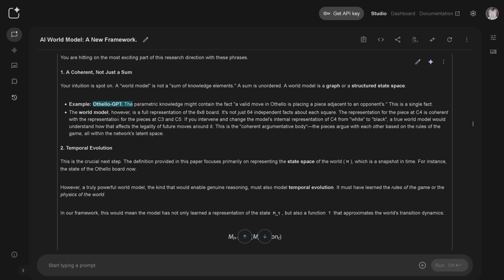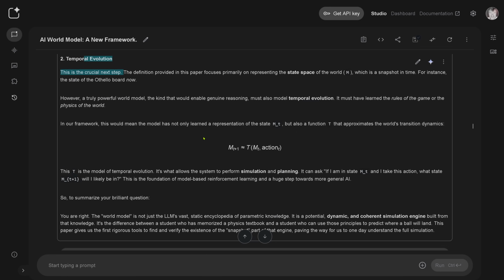Example, the Othello GPT: the world model is a full representation of the 8x8 board. Beautiful. Temporal evolution is now interesting, no? Because you want to predict the effect of your action as an AI that you take on the environment state. So you have to have reasoning and you have to have prediction power.